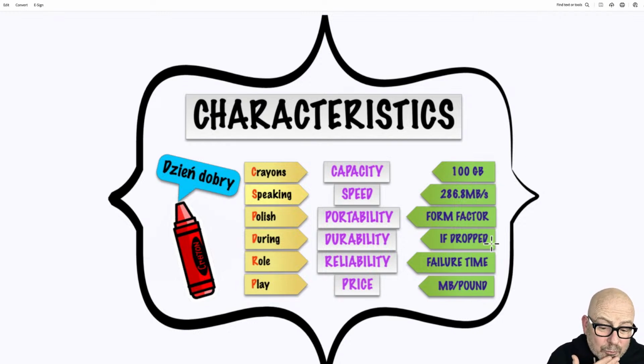Speed is read-write speed. Portability, how easy it is to carry. And think about form factor. The reason form factor is in there is because form factor is a way of saying how big or small it is. So a small form factor or a large form factor. Durability is obviously if dropped. If you drop a solid state drive, you might crack the case a bit, but the memory will probably be okay, probably be intact. If you drop a magnetic hard drive, it might not break, but it would.